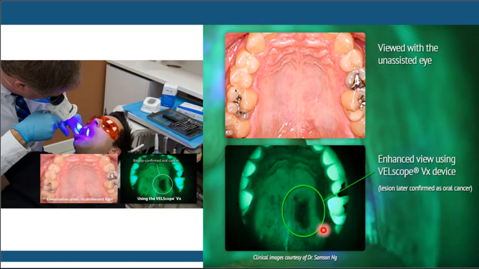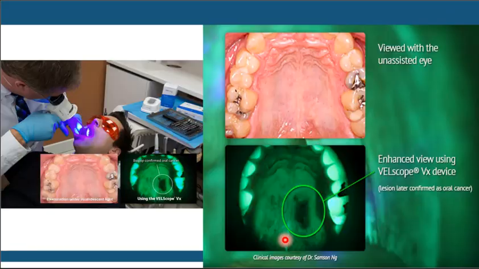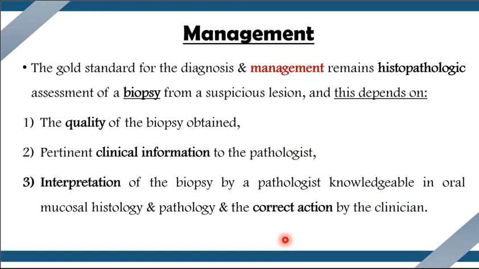طيب هنا عندنا مثلا lesion later confirmed as oral cancer. هنا عندي فيها بعض الوايت سبوتس، ما أعرف ممكن تكون شايفينها أو لا، لكن لازم يظهر عندي الفلوريسنس دي. اوكي طيب نجي للمانجمنت.